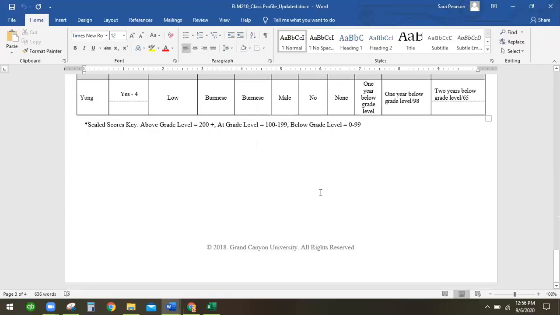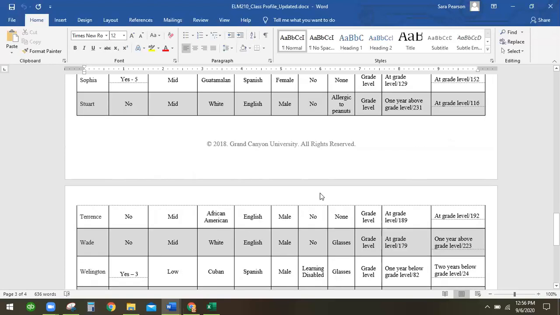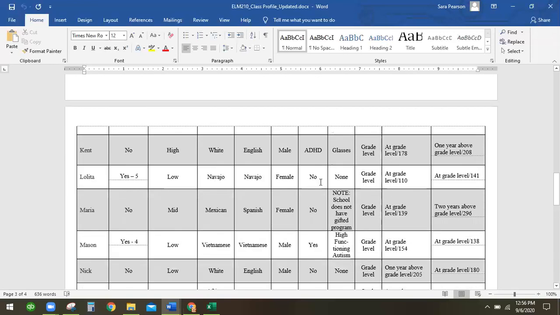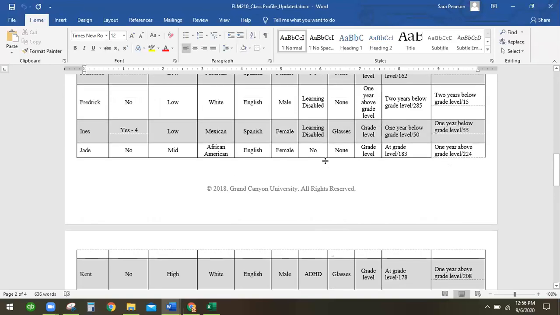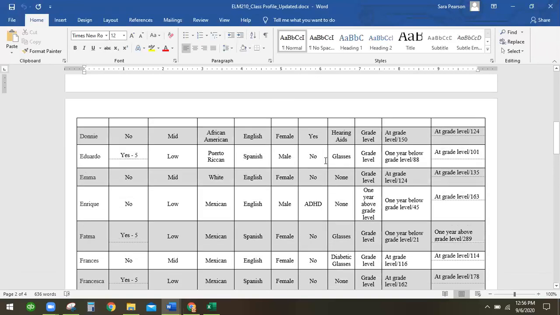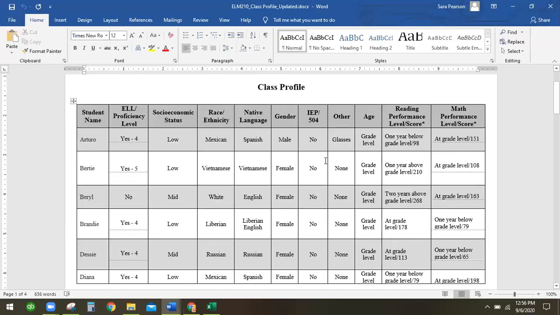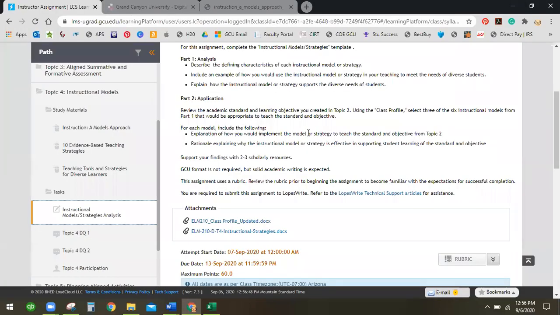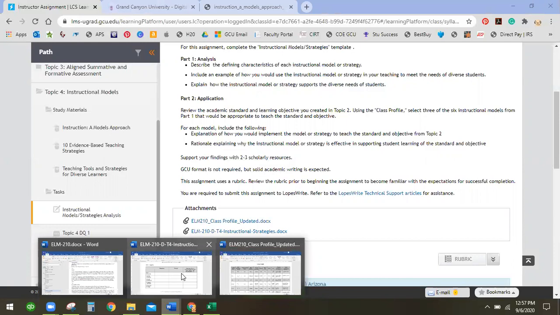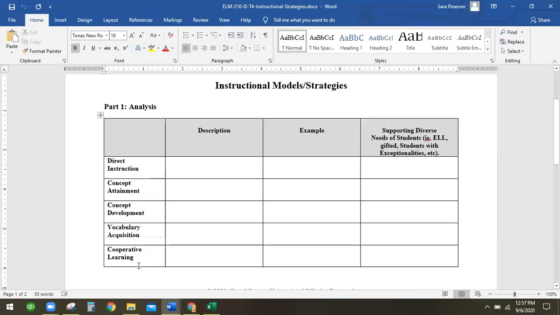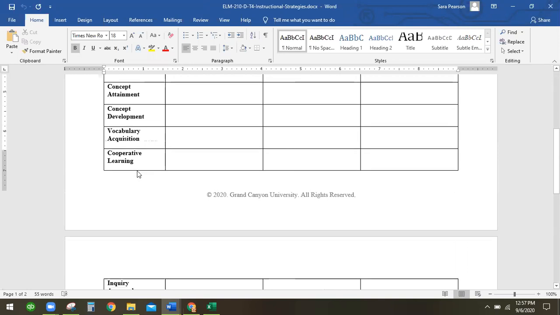Here I can see another one. So you're going to want to look at the class as a whole and make note there are 3 learning disabled students, 1 with ADHD and 1 student that has a visual disability. Once I do that, now I'm ready to start my work for part 2. You're going to select 3 of the instructional models from part 1. So on your assignment, you're going to pick 3 of these models to apply with this example class that you have.